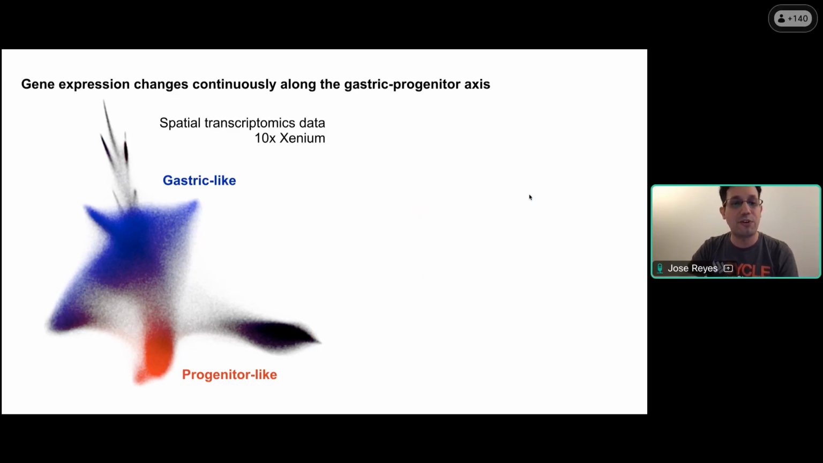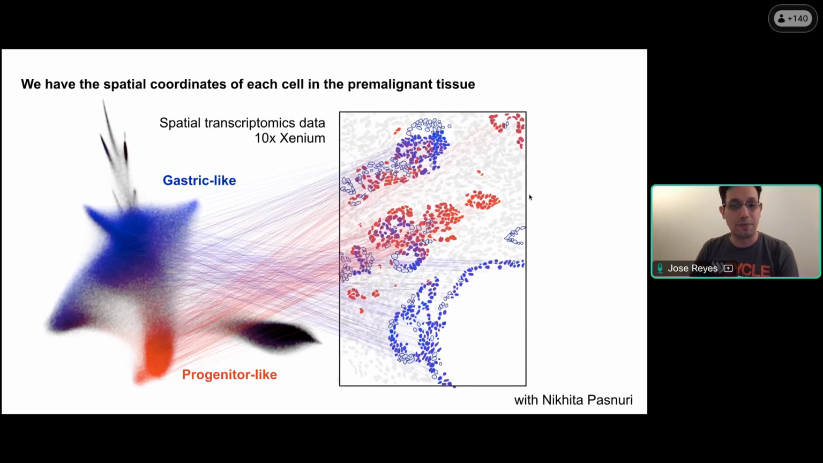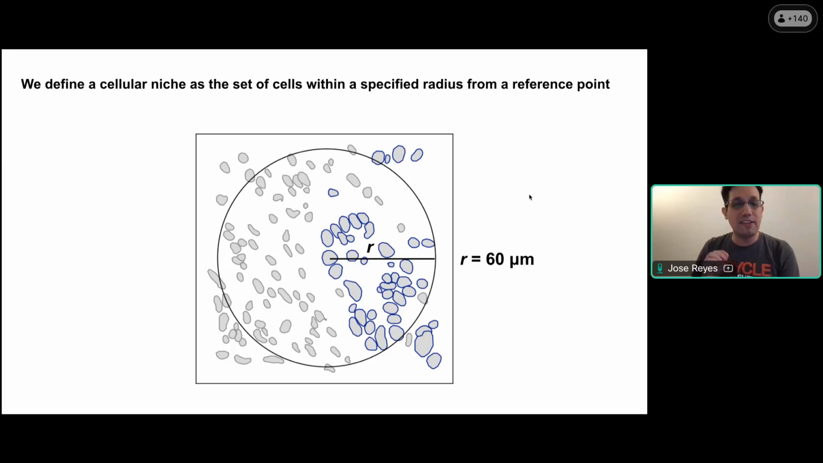And what this means is that for every one of these 1.3 million cells that we have in this map, we have not only its transcriptional makeup, but also its spatial location in the premalignant tissue. And this seemingly simple new piece of information opens up a world of questions that we can ask about the state of premalignant cells, because we can both characterize them in terms of who these cells are, but also what is the state of all their neighbors in their niche. And here I'm defining a niche as the set of cells that lie within a particular radius, in this case 60 micron, of a point of reference in the tissue.